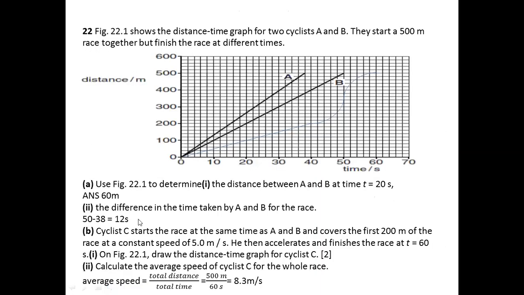Next question is, the figure shows the distance time graph for the two cyclists, A and B. They start a 500 meter race together but finish the race at different times. In part A, you have to calculate the distance between the two persons A and B at time 20 seconds. So we have to see what is the situation at 20 seconds, what is the vertical distance between the two lines, right?